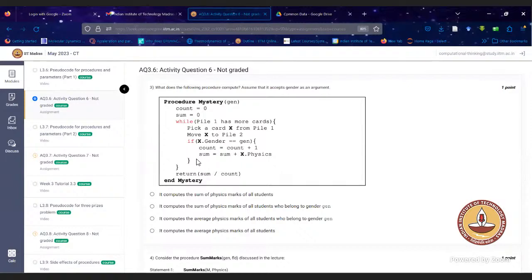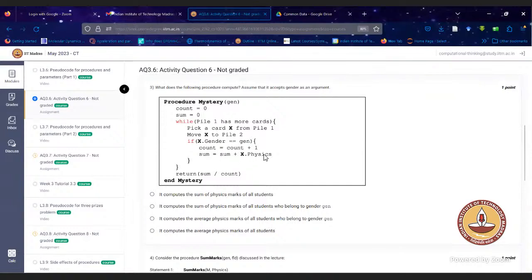Could you explain it once? Okay. So the procedure takes an argument. We have two counters which we have initialized to 0. So we are counting also and we are summing also. While pile 1 has more cards, pick a card X from pile 1, move X to pile 2. The condition in each of the cards which we are checking is if the gender is gen, right? So suppose we provided female here, it will test whether it is true or false. If it is true, then it will count it. So it is basically counting how many cards there are with female gender.